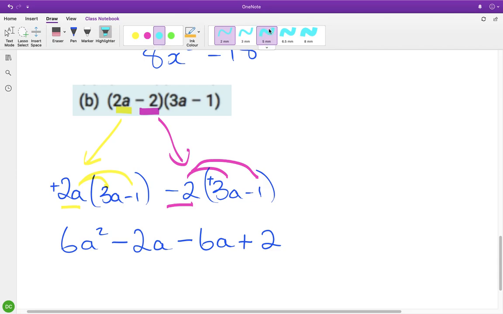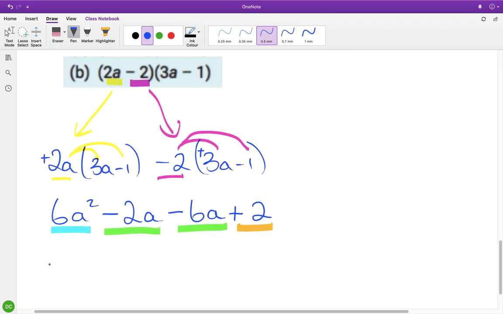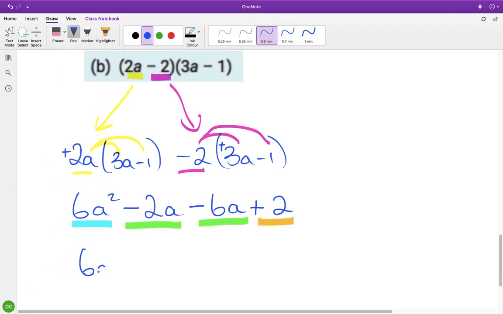So now, again, looking at our families, we have an a squared family, but we have no more. We have an a family here, and there is a second one. And then we have a constant family. Okay, so adding them up, 6a squared is all by itself.